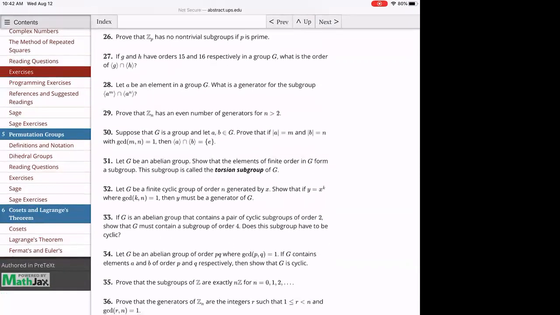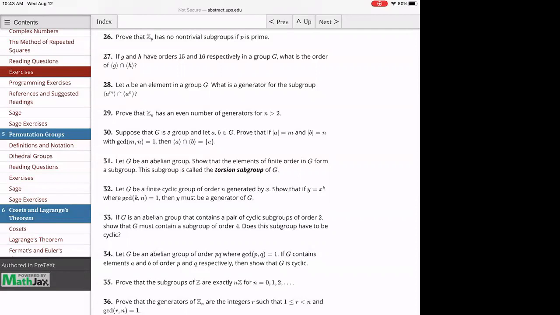Right here. If you read problem 30, it's a generalization, yeah? If the order of A is M, the order of B is N, and the GCD of M and N is 1, then the intersection is the identity, yeah? So in our case, M was 15, N was 16, right? 15 and 16 are coprime. So the GCD of 15 and 16 is 1. So the intersection must be the identity. Yeah. So problem 30 is like a generalization of problem 27.